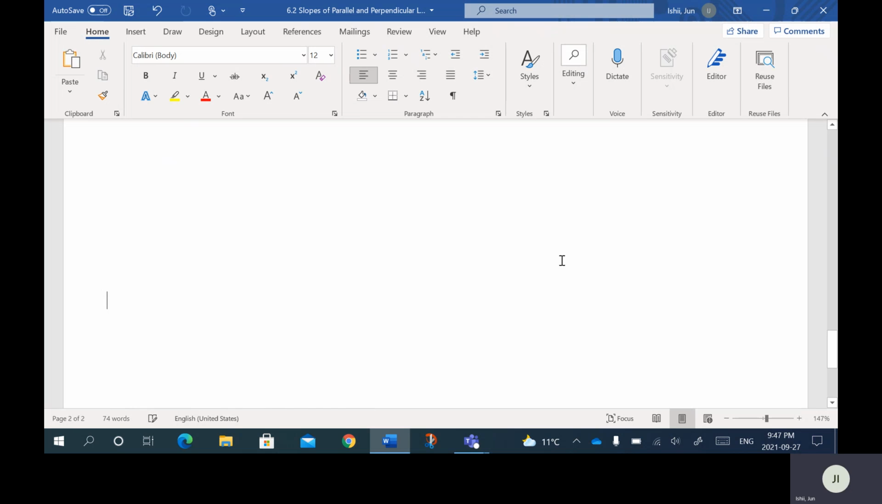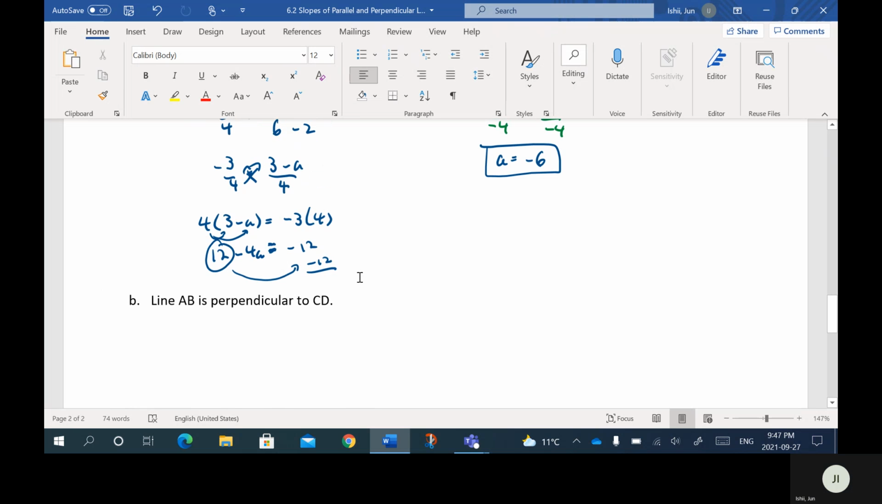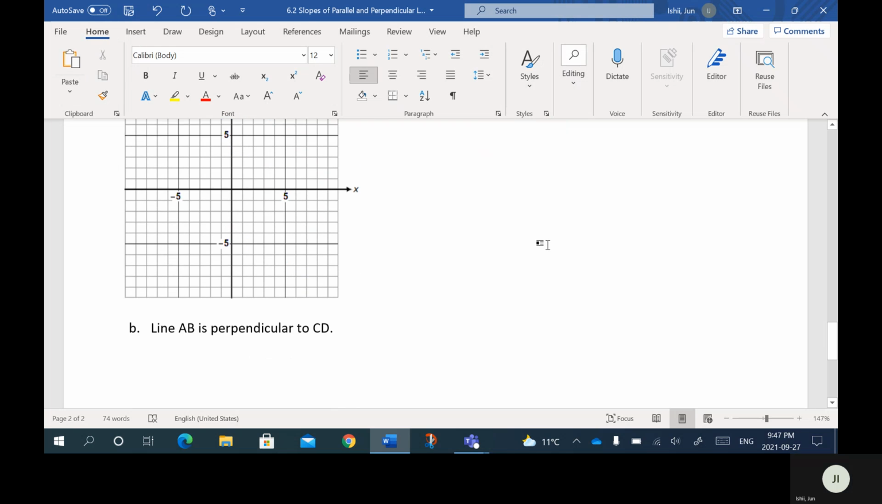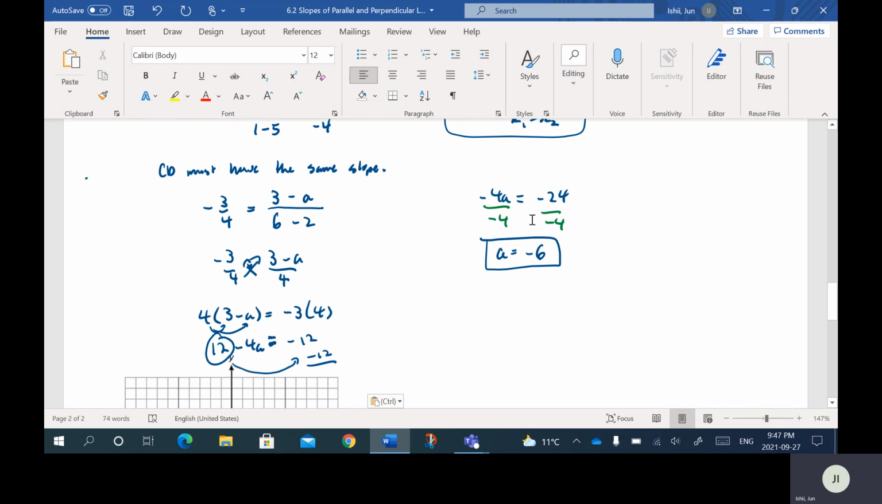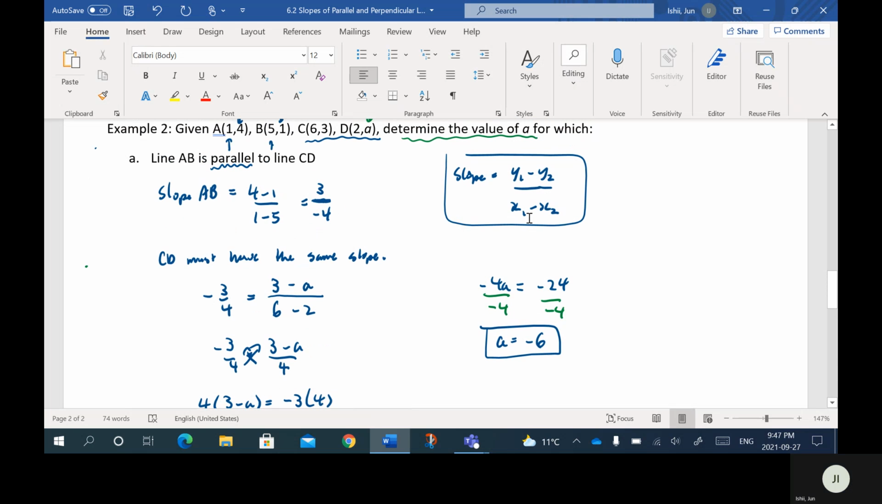Cut this out, the grid here, and paste it in there. Then we'll do part B, perpendicular. But before I go on to part B, I just want to draw and show you the situation here.